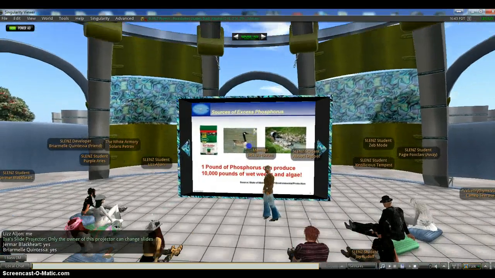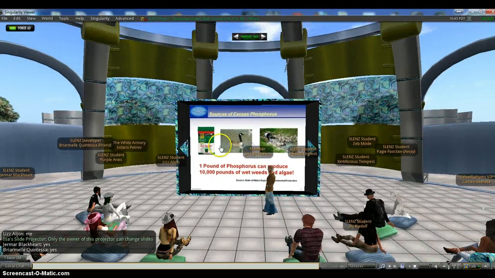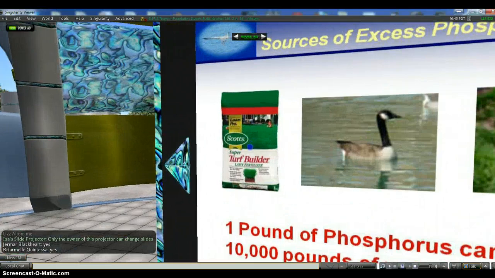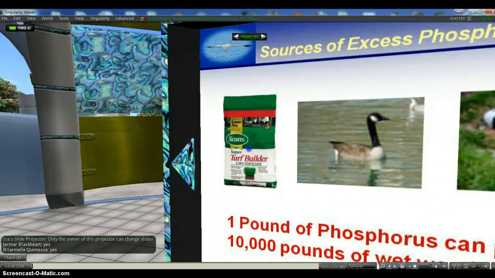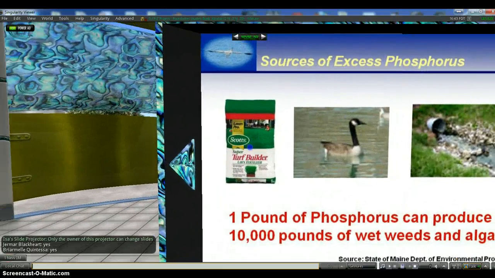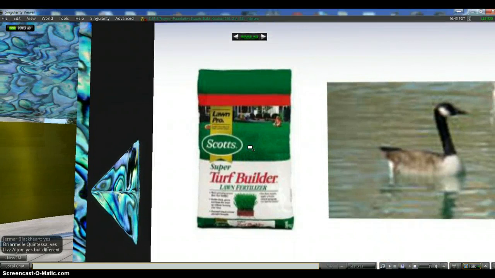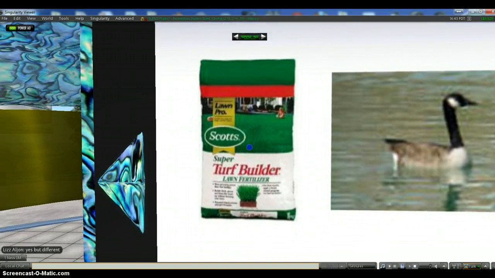All right. What does this bag on the left on the slide look like? Do you have that New Zealand Scott's Turf Builder? Never seen it before. That product is what we use here in the United States. They sell it on the shelf of the hardware store. Yes, but different. Okay, good. Thank you. That's a turf builder. That's used to do what with your lawn?